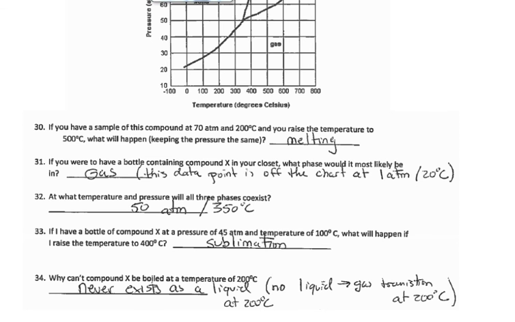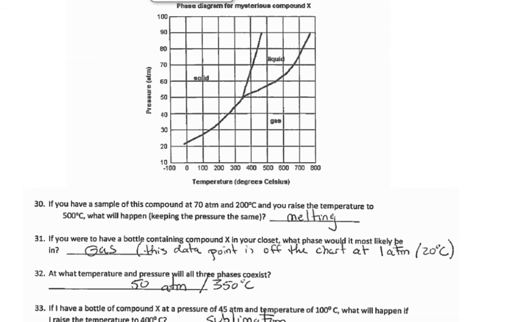So if you have a sample of this compound at 70 atmospheres, let's mark that down, and 200 degrees Celsius, 70 atmospheres, right here-ish. And you increase the temperature to 500 degrees Celsius, keeping the pressure the same. All right, we're going to cross through this line. We're going to go from the solid to the liquid.